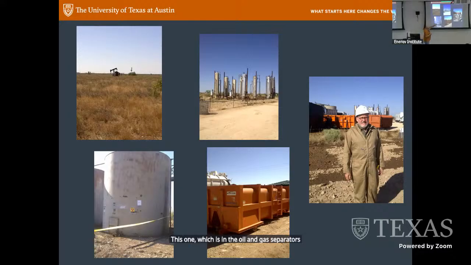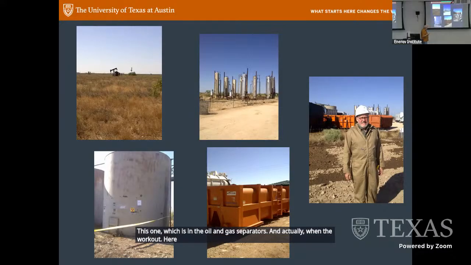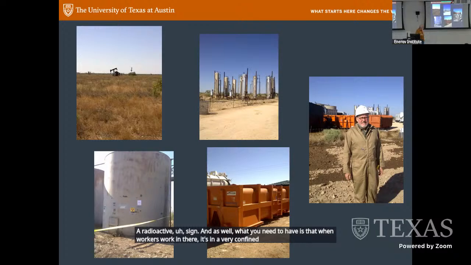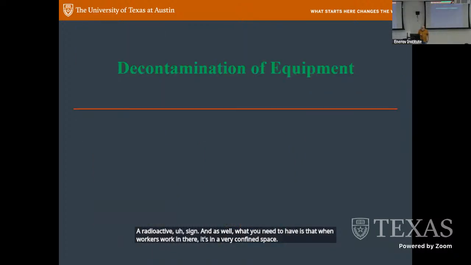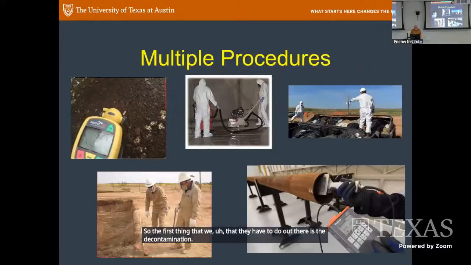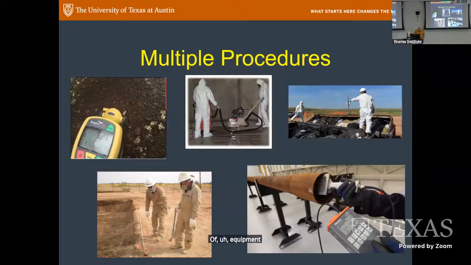And actually, when the work is done here, you can see the radioactive sign. And as well, when workers work in there, it's in a very confined space. So the first thing they have to do out there is the decontamination of equipment. And there are multiple types of procedures which are done out there.